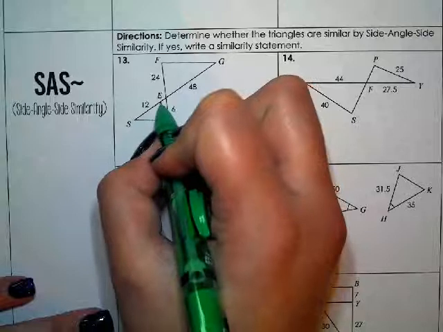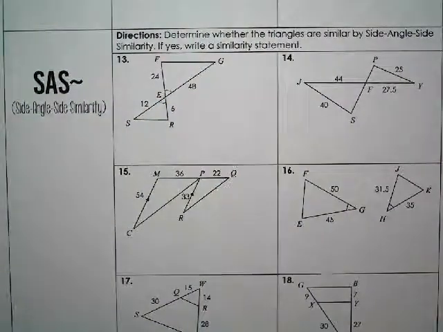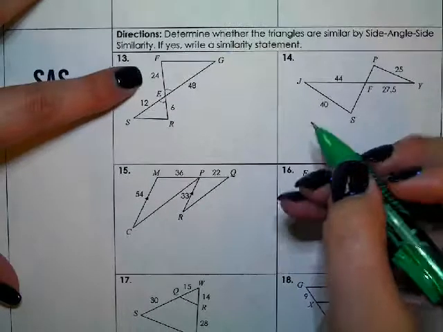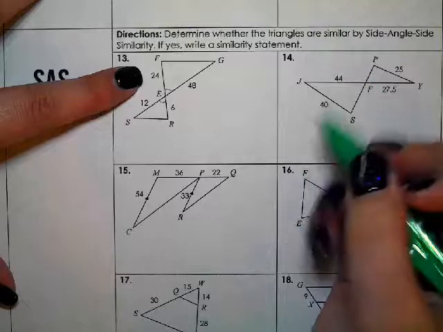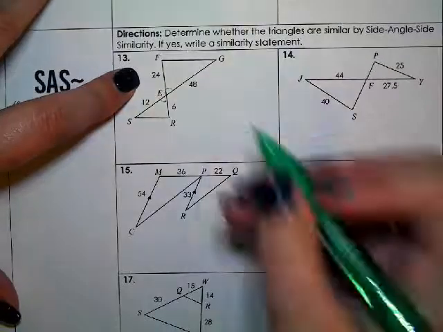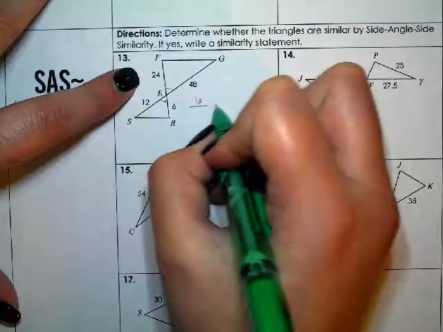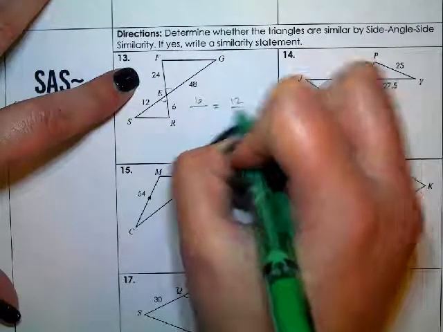You can see the angle between them is right here. So we've got vertical angles, so we know that those two are congruent to each other. That's pretty easy. And then I'm going to go ahead and compare the sides. So I'm going to do the same thing that I did with the side, side, side similarity. I'm going to write these kind of in order. So I've got 6 as the smaller side, and then 12 is the bigger one.